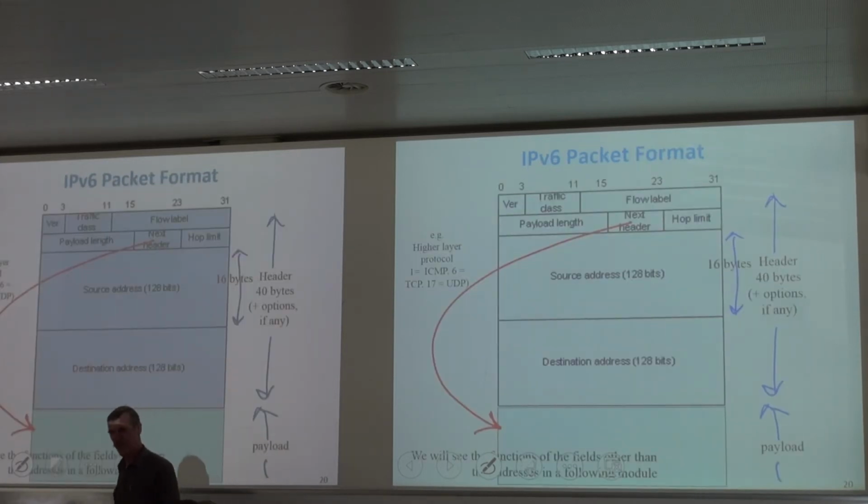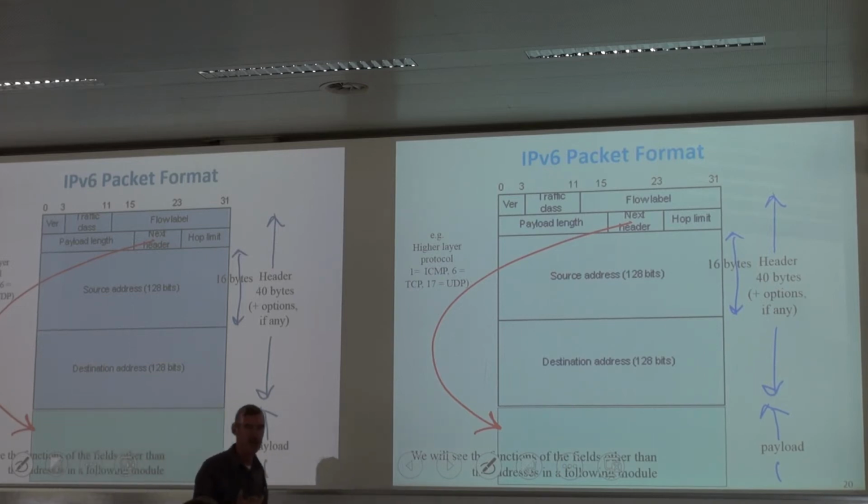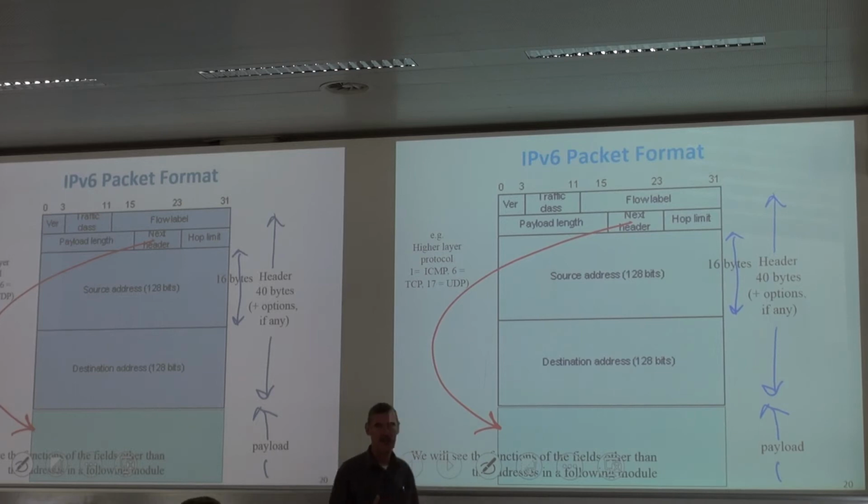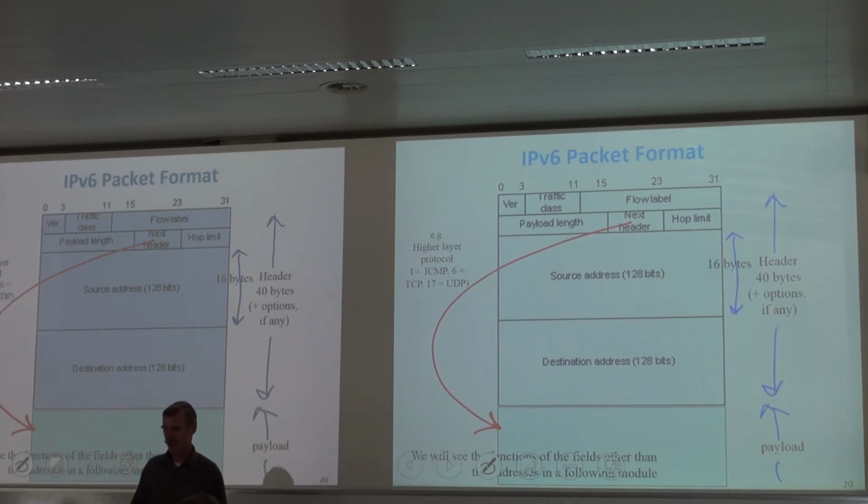The IPv6 packet format is very similar, except now it's bigger, because the address is bigger. The main part of an IP header is the addresses. Now, the addresses are, of course, much larger. Each of them is 128 bits, which is 16 bytes. So there are 32 bytes of addresses, and the rest is practically the same as in IPv4.